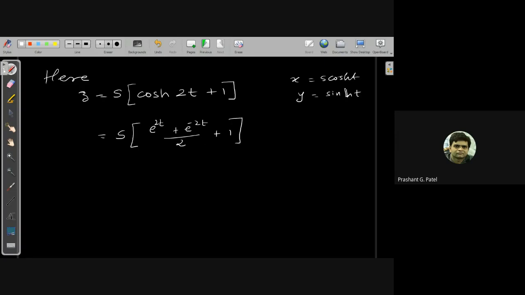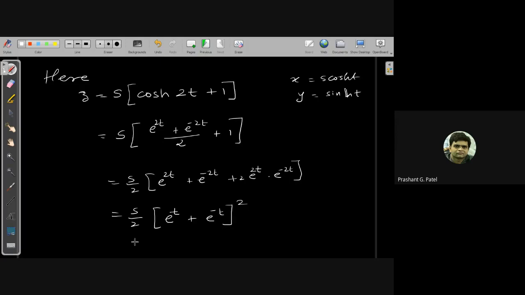If I take LCM, then this is S by 2 into e power 2t plus e power minus 2t plus 2, and this 2 I can write as e power t into e power minus t, which gives me 1. If I take the square here, that is S by 2 into e power t plus e power minus t, whole square, you will have.